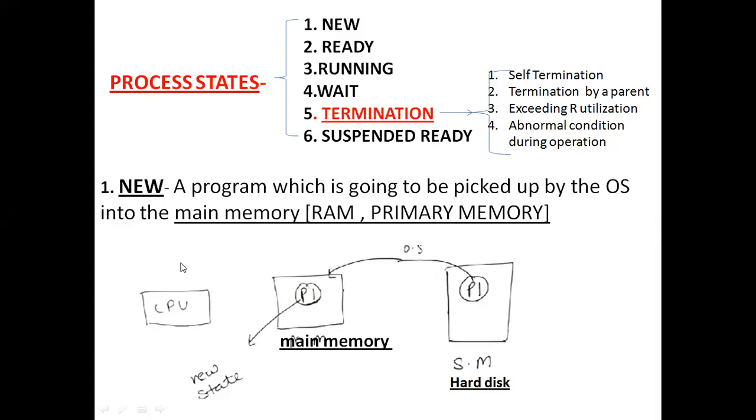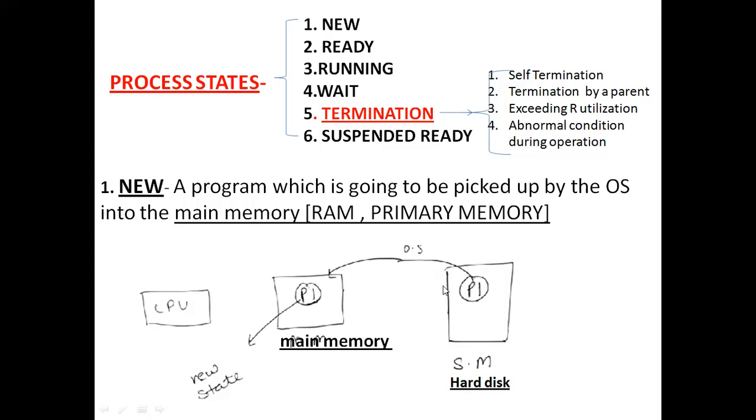Means the CPU can only recognize or sense the RAM and not the hard disk or secondary memory. Okay, so regarding the new state of a process, a program which is going to be picked up by the operating system into the main memory or RAM, primary memory, is the new state of a process.